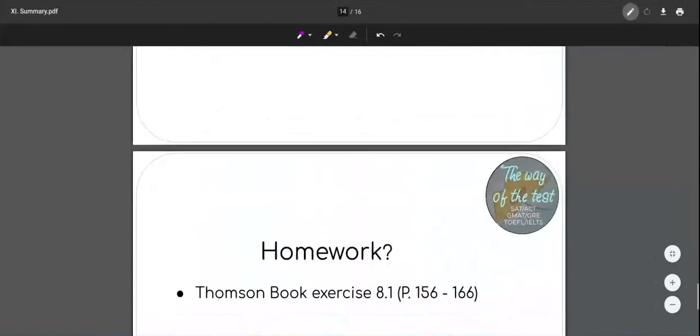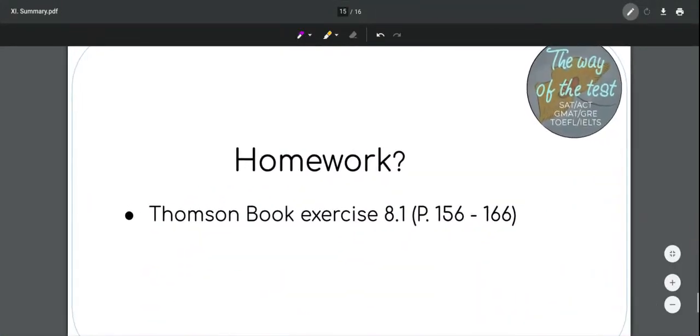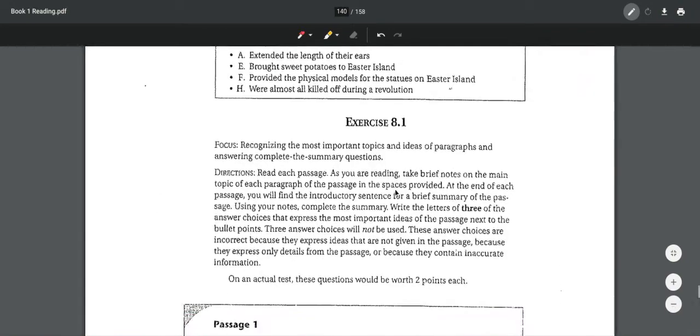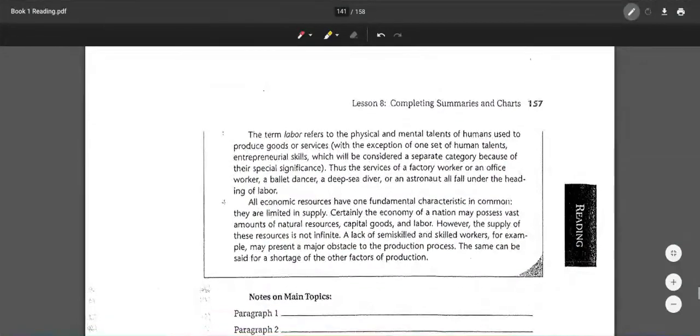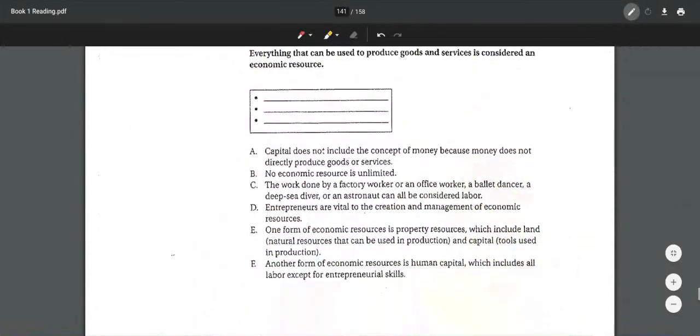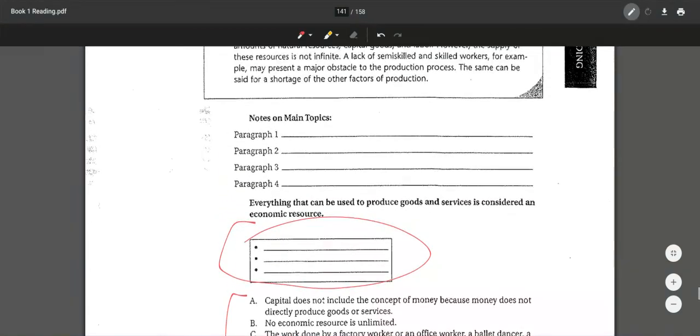Okay, to practice more, you're going to do exercise 8.1 from the Thompson book. Exercise 8.1 looks like this. You will have a very long passage. Then you will have your alternatives and the box in which you have to put the 3 alternatives. They also have a place for you to put notes.